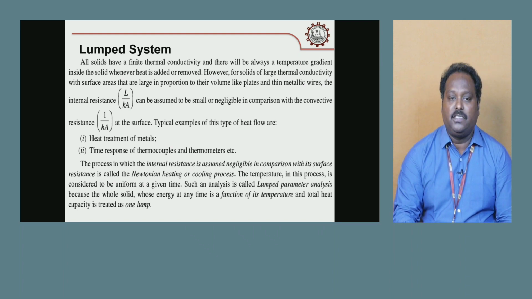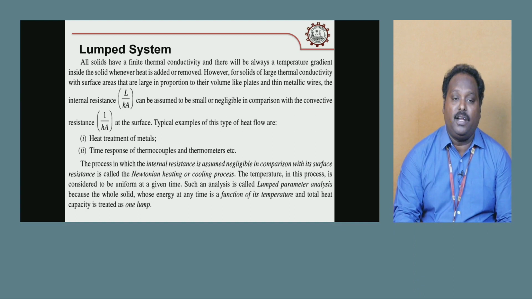The process in which internal resistance is assumed to be negligible in comparison with its surface resistance is called Newtonian heating or Newtonian cooling process. The temperature in this process is considered to be uniform at a given time. Such an analysis is lumped parameter analysis or lumped system analysis. The whole solid, whose energy at a time is a function of its temperature and total heat capacity, is treated as one lump.